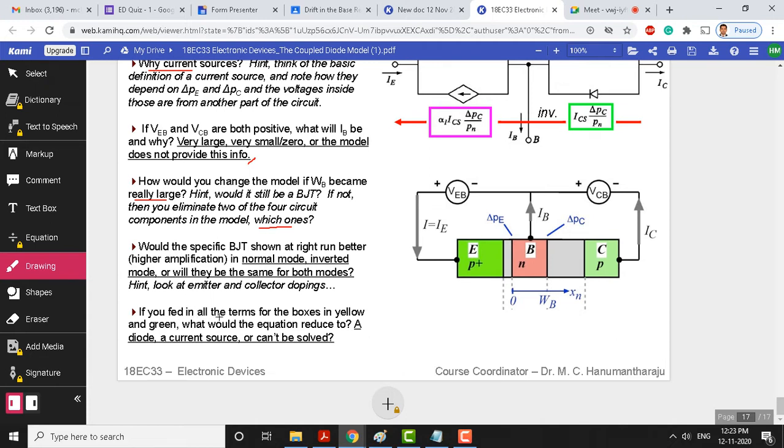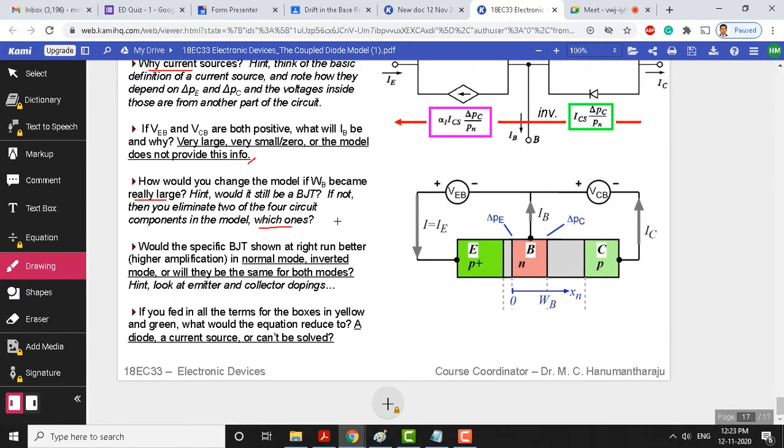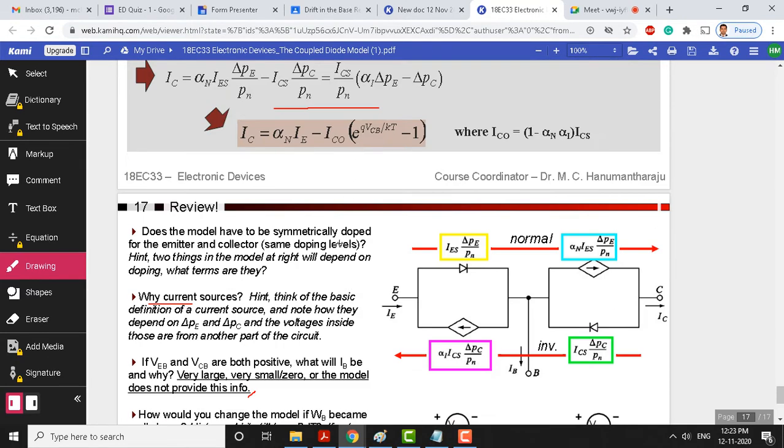If you fed in all the terms of the boxes in the yellow and green, what would the equation be reduced to? A diode, a current source, or it cannot be solved. Just think of this. So, these are the possible questions you can think of before we end this module.